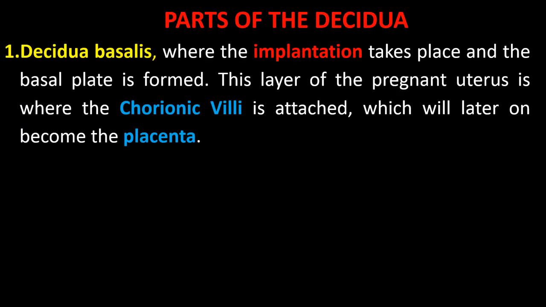Number 1 is what we call decidua basalis. This is where the implantation takes place and the basal plate is formed. This layer of the pregnant uterus is where the chorionic villi are attached. These chorionic villi are hair-like structures that connect to the decidua, or the lining of the uterus. And your chorionic villi will become the placenta.